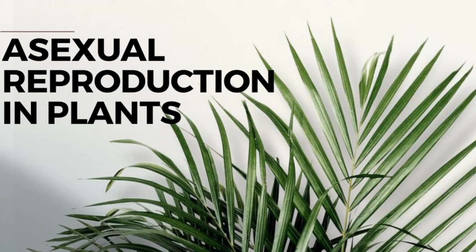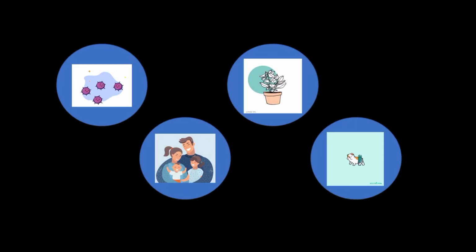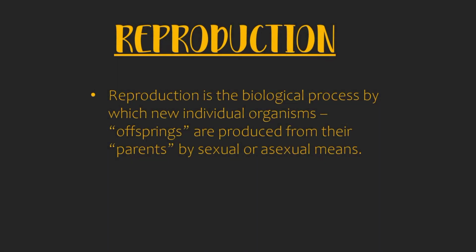With our last chapter completed, now let's move on towards the second chapter, that is asexual reproduction in plants. We all know that all living beings perform certain functions throughout their lives, and reproduction is one of them. So, first of all, we'll learn about what is reproduction. Reproduction is the biological process by which new individual organisms, known as offsprings, are produced from their parents by asexual or sexual means.